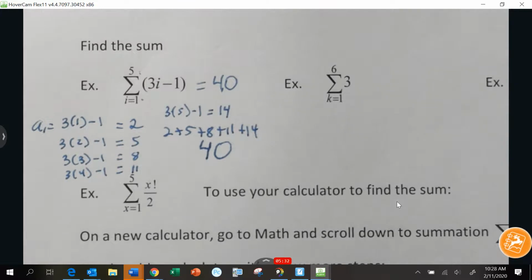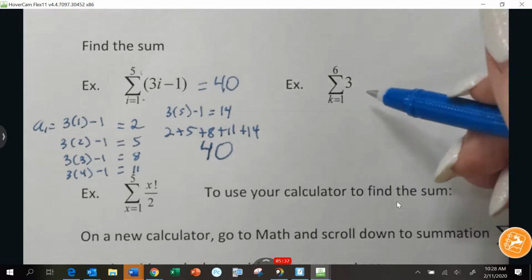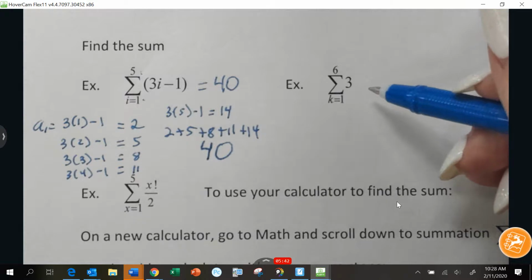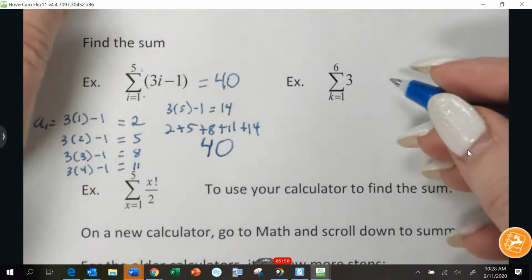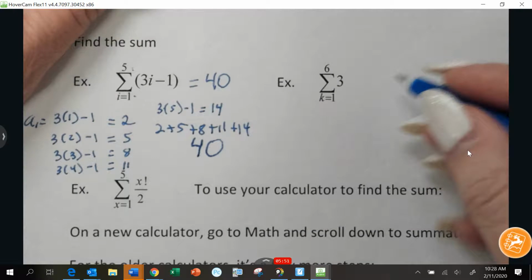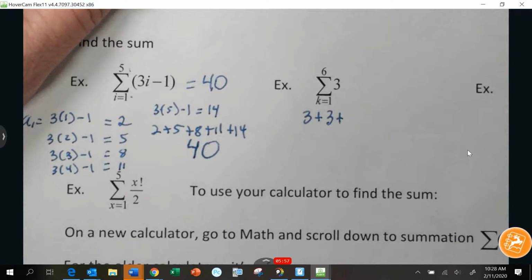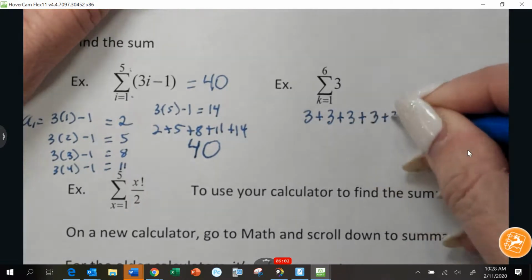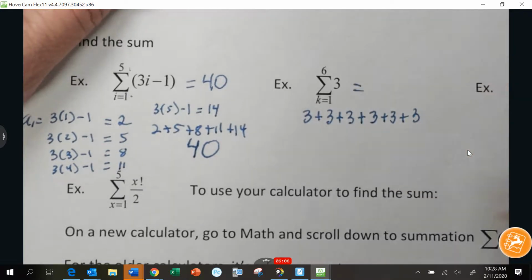All right, the next one. We're going to start with plugging in 1. Where do I plug in 1? Into the k, right? There's not a k. Well, so what is the value of the first term? What is the value of the second term? What's the value of the third term? How many terms am I going to do? So what's the sum? 18.